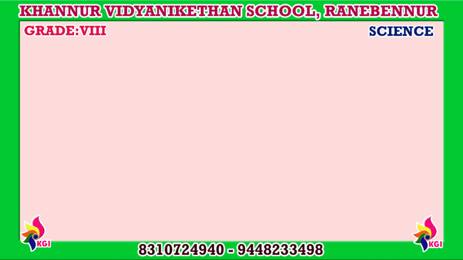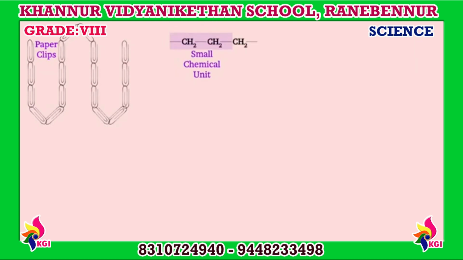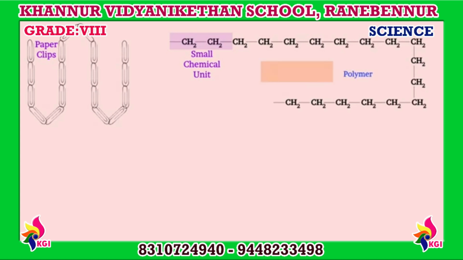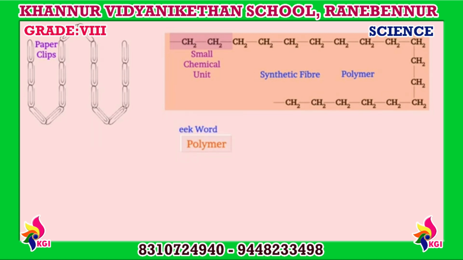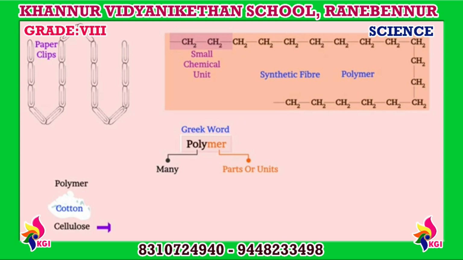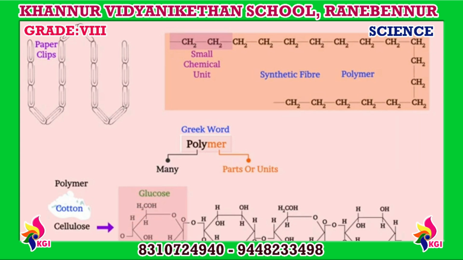Take a few paper clips and join them to form a long chain. In a similar way, small chemical units are joined repeatedly to form a polymer, or in common language, a synthetic fiber. Polymer is a Greek word in which poly means many and mer means parts or units. Polymers occur in nature also. Example, cotton. Cotton is a polymer called cellulose, which is made up of a large number of glucose units.